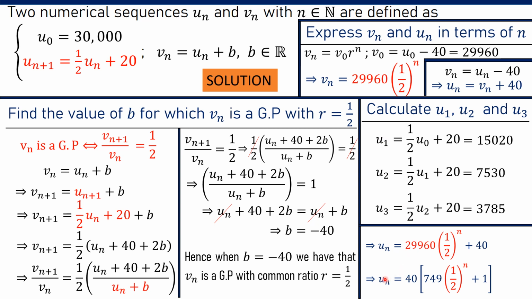Now what about un? We get the limit of un by taking the limit of this. Now half to the power n also tends to 0, so multiplying it with 749, it tends to 0. Adding 1 to it, it tends to 1, and multiplying by 40, it tends to 40. So the limit of un is also finite, and it is unique. Finite means that we know the value, it is not infinity. So it means the sequence un also converges. Hence we can conclude that the sequence vn and the sequence un converge.